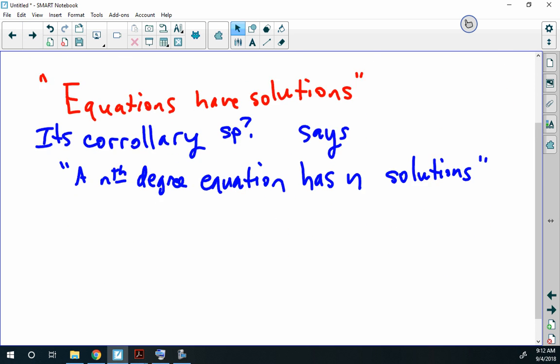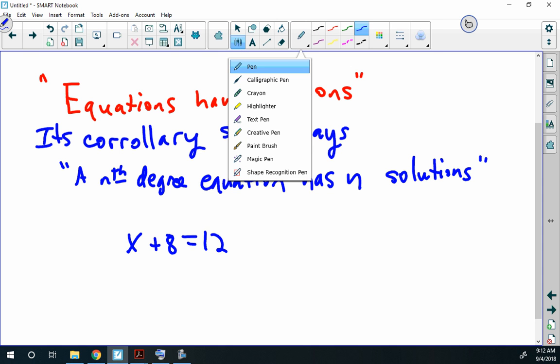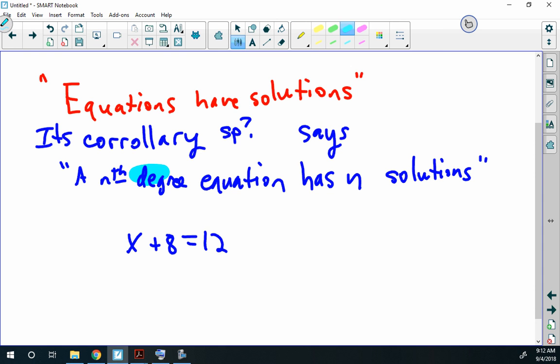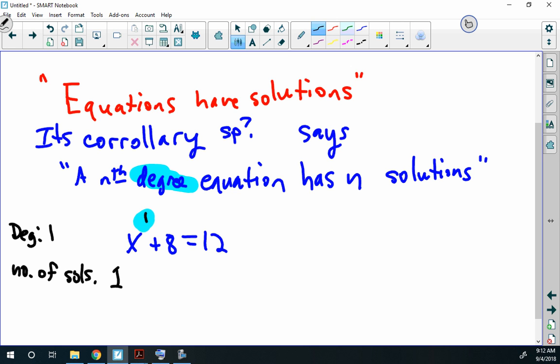Now, you're probably saying, Mr. Minnick, what the heck's this nth degree business? Well, if we have x plus 8 equals 12, the degree there is simply the largest exponent that shows up. What's the exponent on that variable? 1. Nice. So the degree of that equation is 1. So the fundamental theorem of algebra says that this thing is going to have how many solutions? 1. You with me so far?